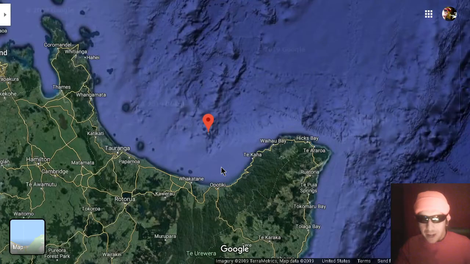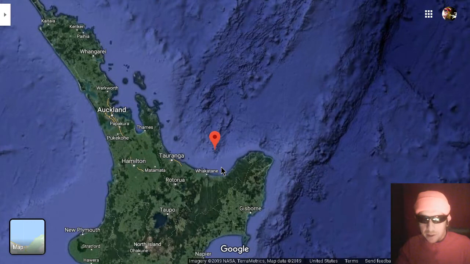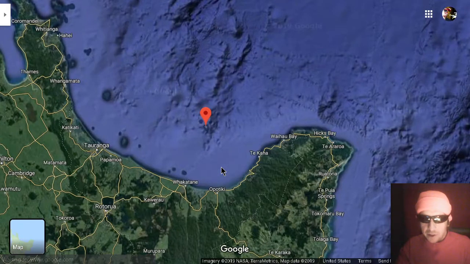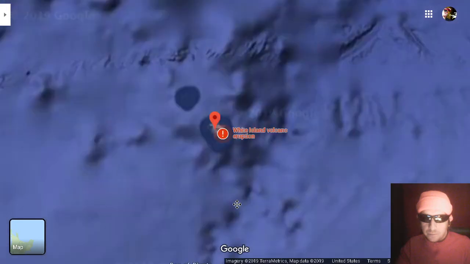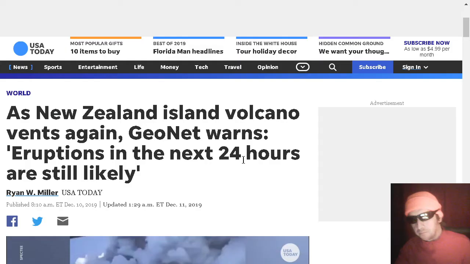White Island volcano is located right there, north of the North Island of New Zealand in the Bay of Plenty. Why do we care? Well, because it's been erupting. And people have been dying there, folks. Apparently, GeoNet's warning that more eruptions are likely in the next 24 hours.